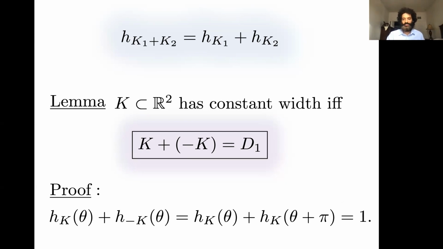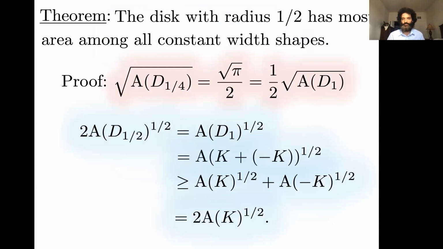Okay, I want to use this now to fashion a quite simple proof that the disk of radius 1/2 has most area among all constant width shapes. That's the first theorem, and this is an easy one. Finding minimizers, we'll see, is tricky, but this is an easier one, and I'll comment on why in a moment.